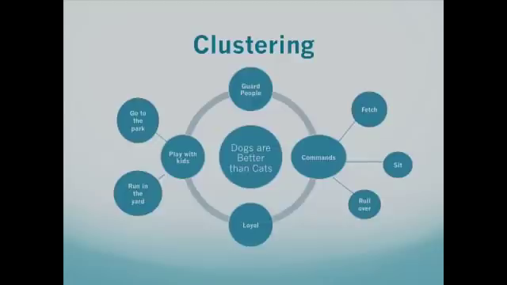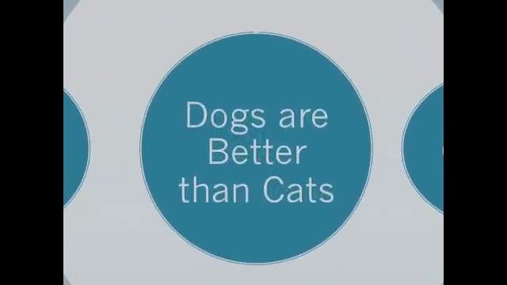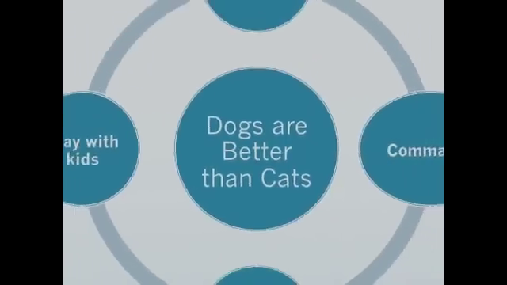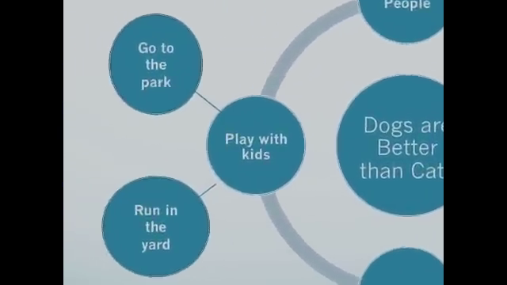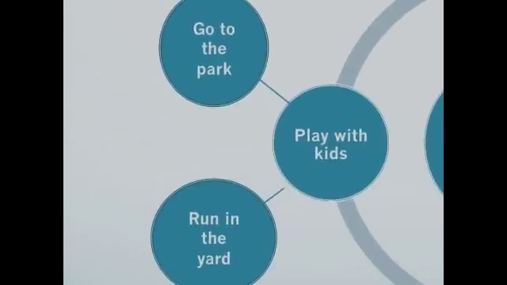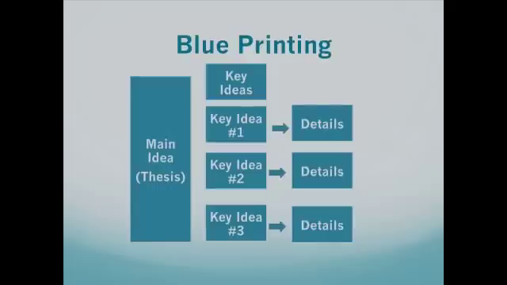Another thing we do is cluster. So look at our topic. It's in the middle of the page. See it right here, dogs are better than cats. And then we have our other things. They play with kids, they guard people, they can be taught commands, they're loyal. And then from there we have other ideas. So with play with kids, they go to the park, they run in the yard. With commands, we can teach them how to fetch, sit, roll over, that sort of stuff.